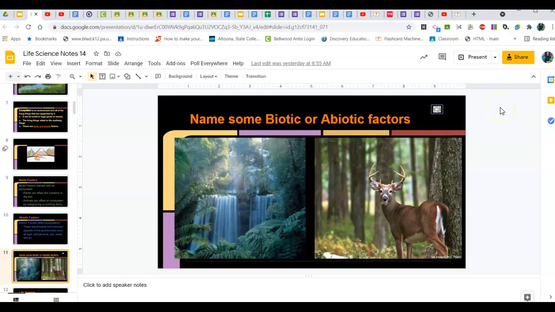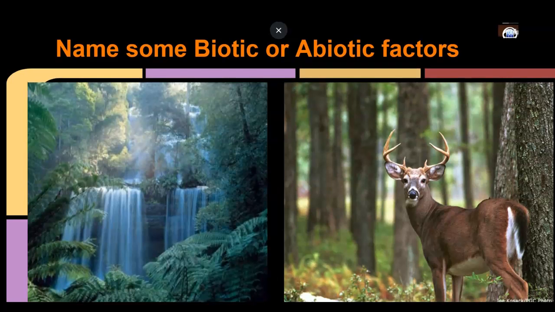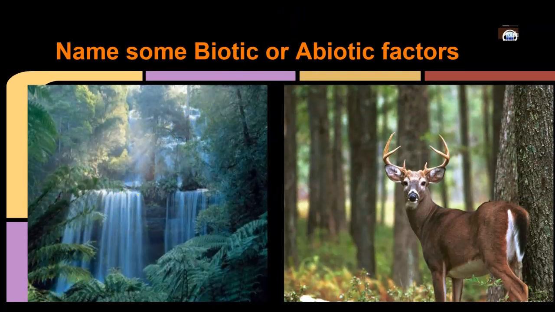So, to finish up the first half of this lesson, it asks for biotic and abiotic factors. So let's try and make some lists. It could be either one of these pictures here. In this picture, there's the water. Water is abiotic.